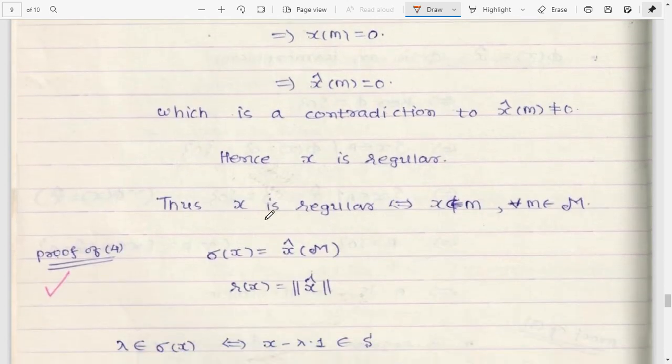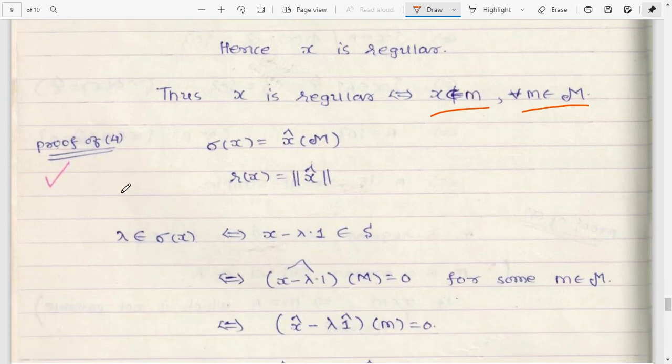Thus x is regular if and only if x does not belong to M for every M belongs to script M. This completes the proof of the third property. Now the proof of the fourth. Sigma of x is equal to x cap of script M, and r of x is equal to norm of x cap.